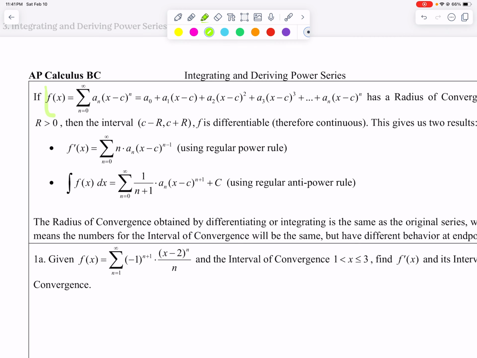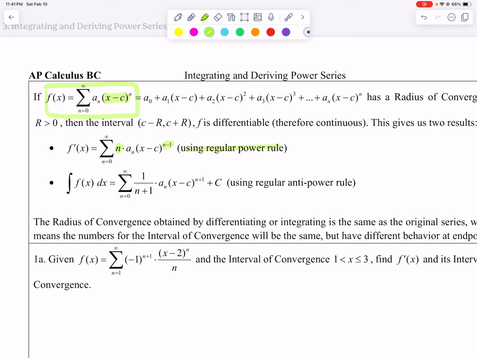So here we have f of x, a power series, and we're going to be focusing on the x minus c part, because that's my variable part. With my variable part, I am going to use the regular power rule to find my derivative of it. So in this case, my derivative is going to be n times a sub n times x minus c to the n minus 1. You can see that I'm bringing down my degree as a coefficient, and then subtracting my degree by 1 to get my derivative.